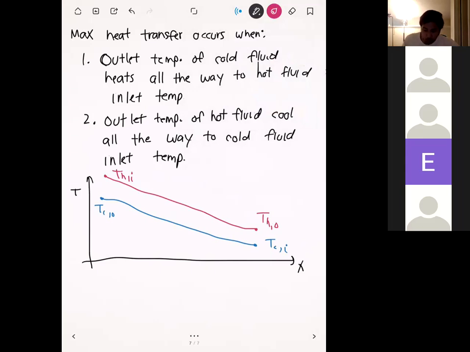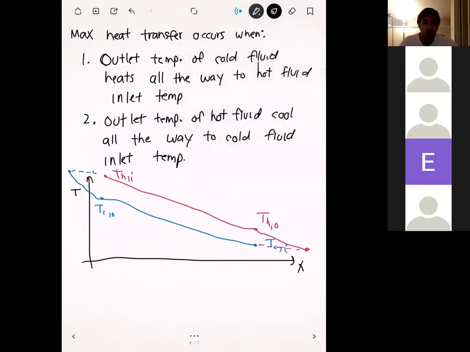What you can imagine is that if the heat exchanger was extended to be infinite length, then this curve right here will continue to decrease until the T hot at the outlet is the exact same as the T cold inlet. And same thing on the other side too. If this heat exchanger was extended, eventually this curve right here will reach the same level as T hot inlet. Once those two fluids reach the same temperature, no more heat transfer can occur, because remember, you need that temperature difference to drive the heat transfer. So once those two fluids reach the same temperature, that's the maximum heat transfer that can occur.